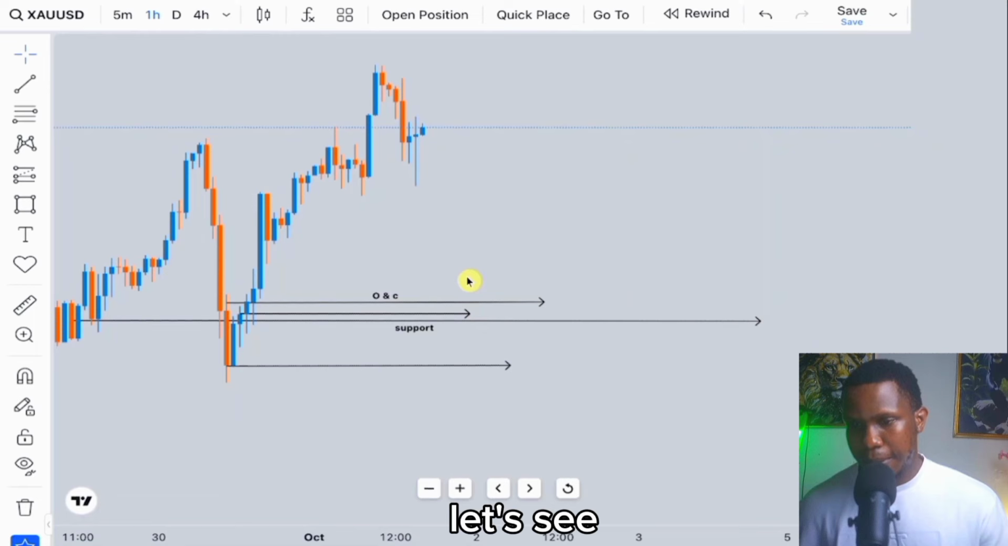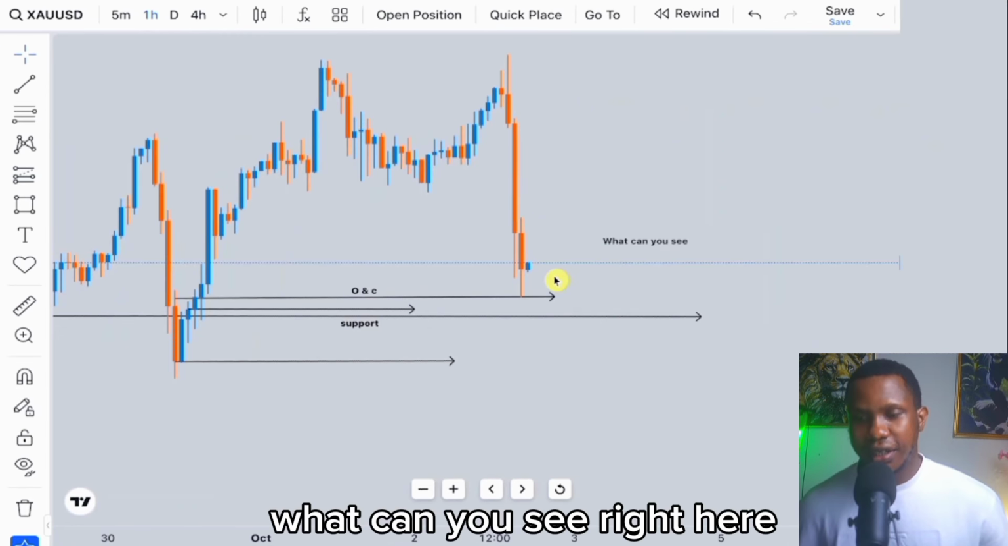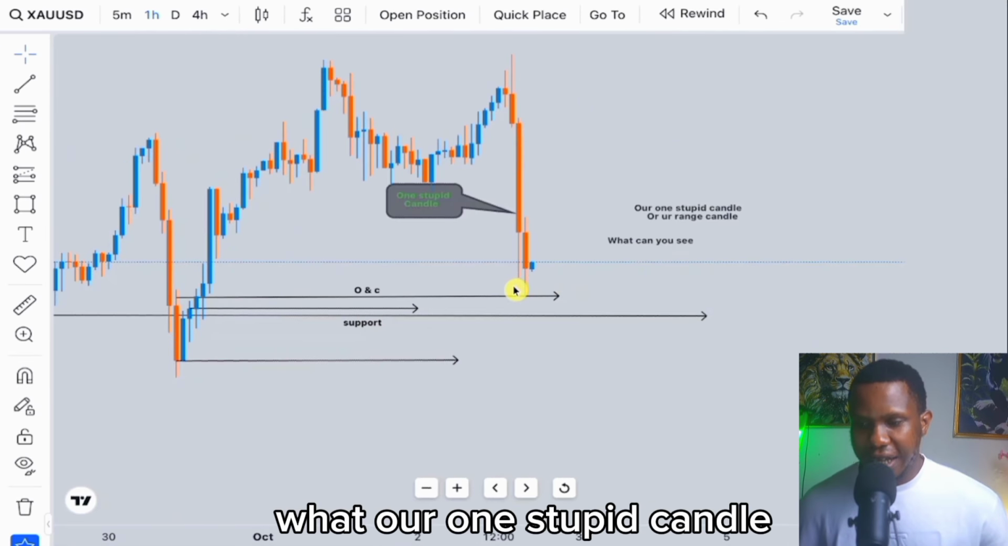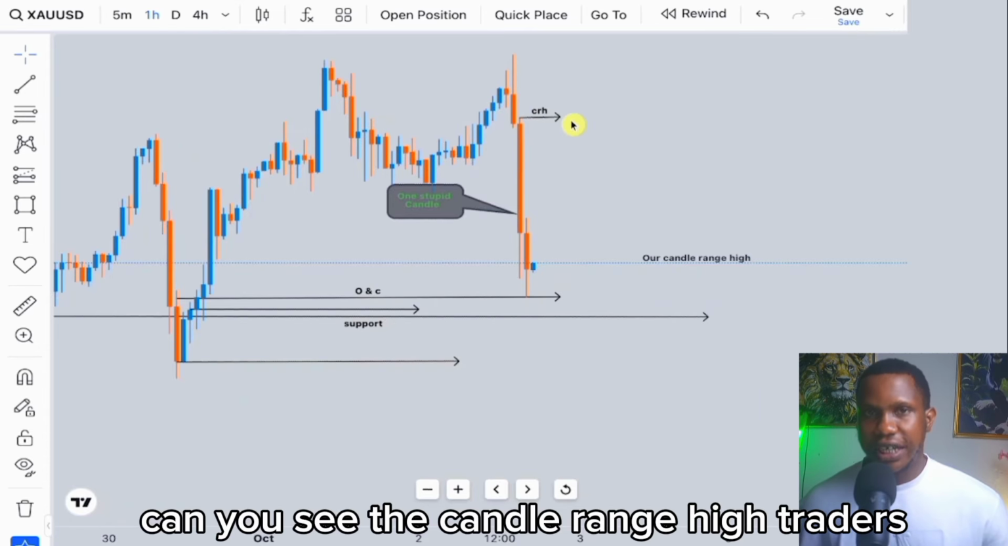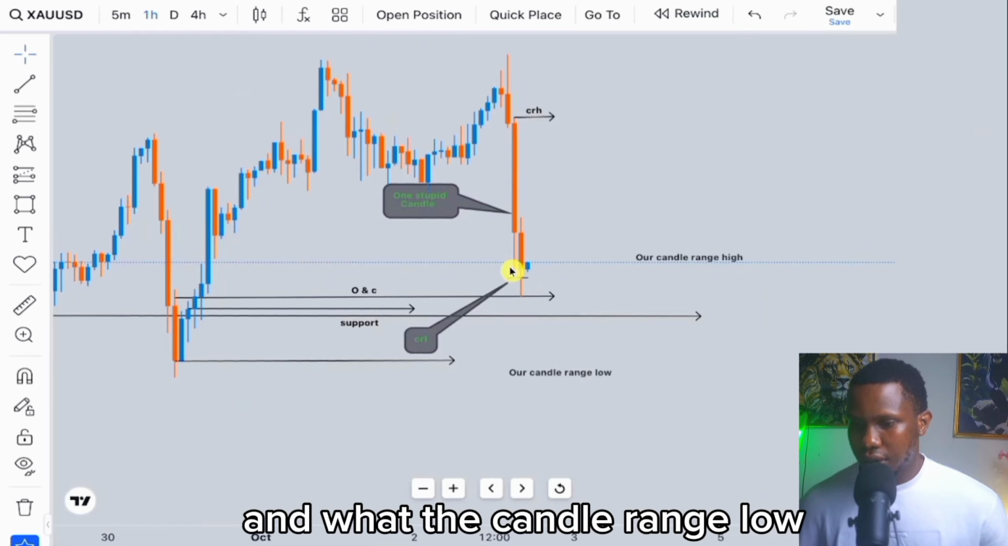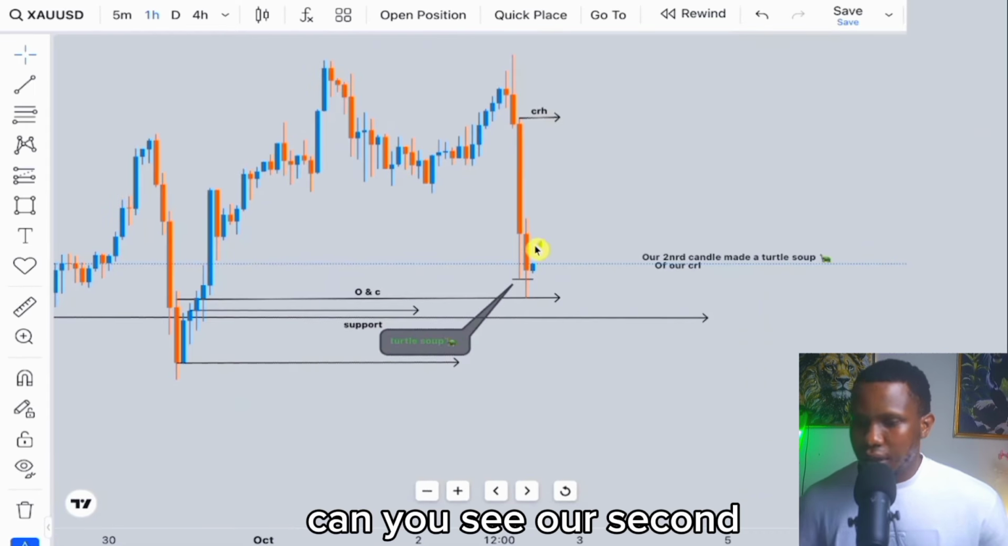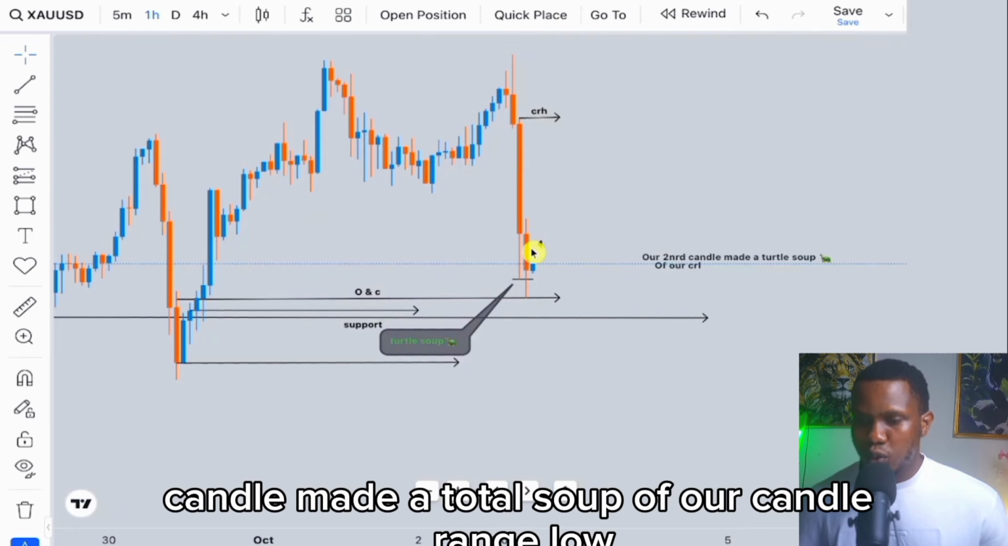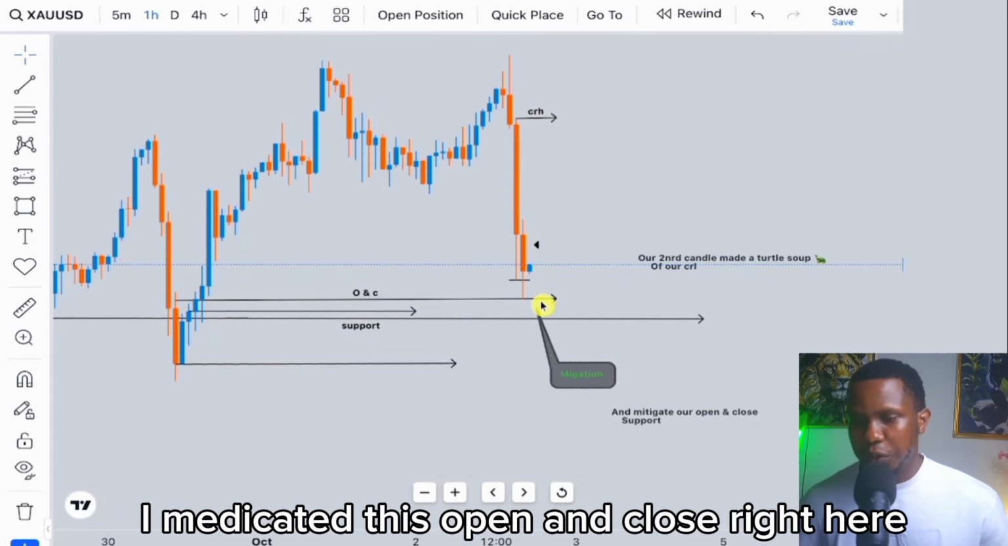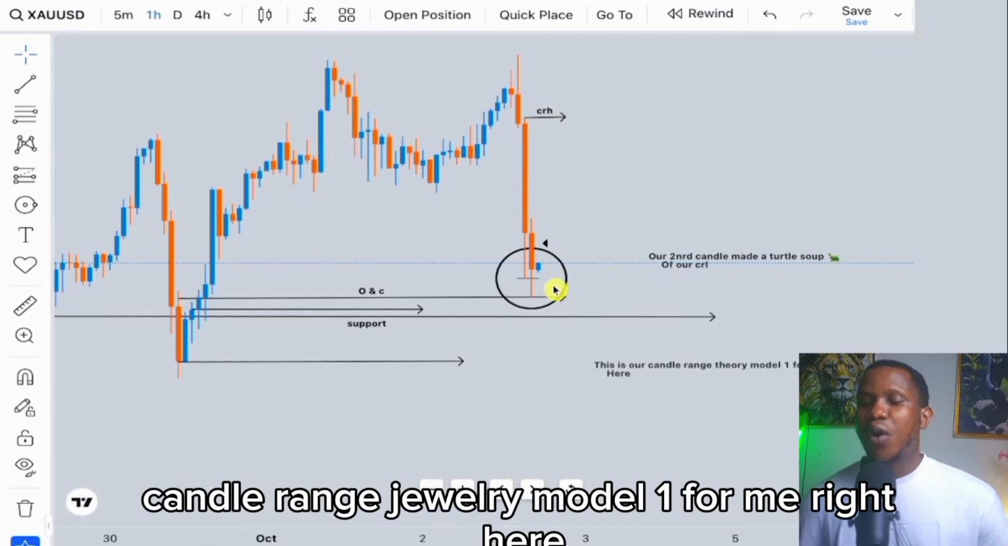Let's see. What can you see right here? Our one stupid candle. Can you see the candle range high, traders, and the candle range low? Can you see our second candle made a total soup of our candle range low and mitigated this open and close right here? This is candle range theory model 1 for me right here.